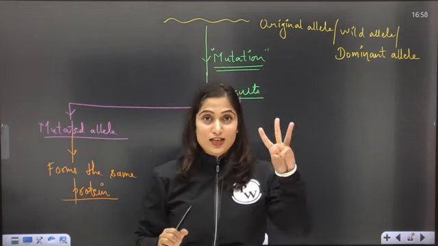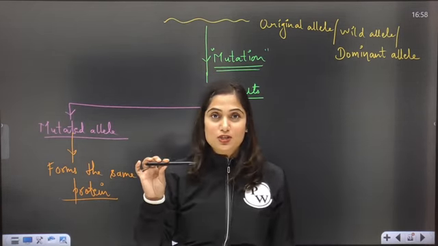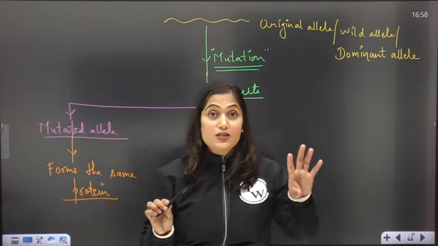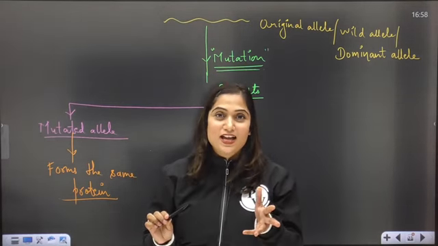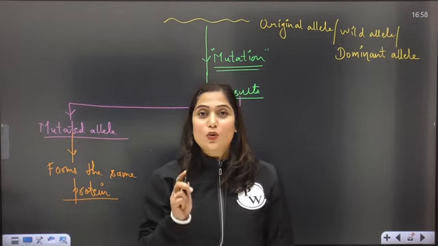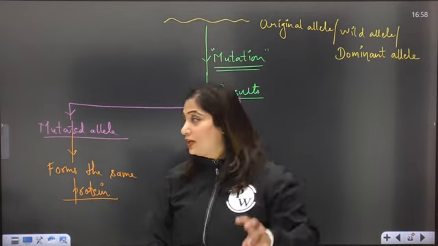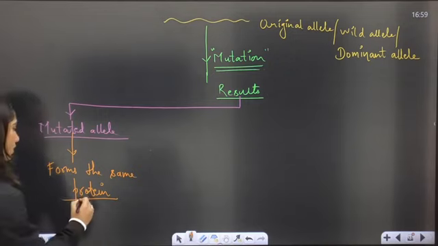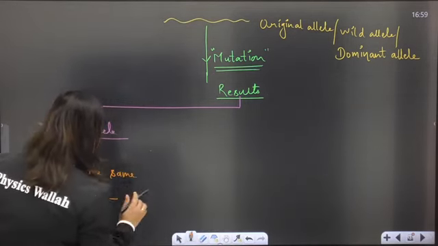Third case, this mutated allele after mutation forms the protein, but the protein is altered, the protein is changed and is responsible for a different expression, then that is a codominant. So how many conditions? 3. First, this mutated allele forms the same protein, then it will still be called the dominant allele.